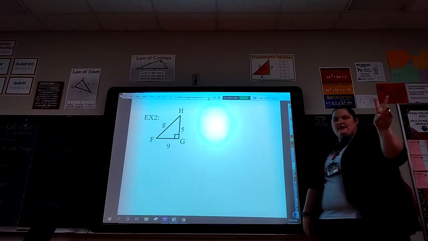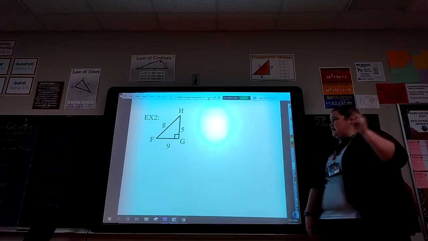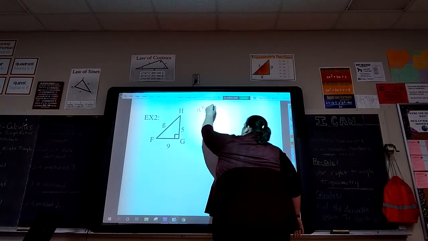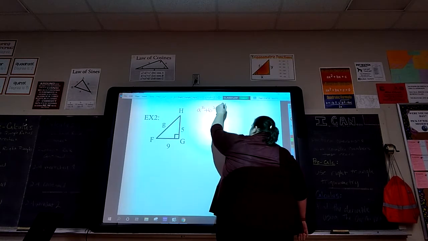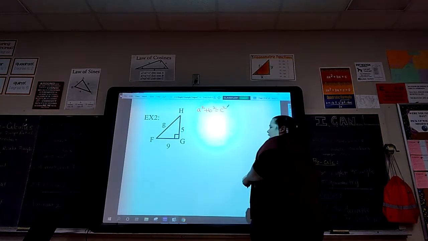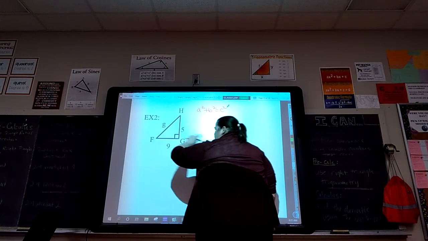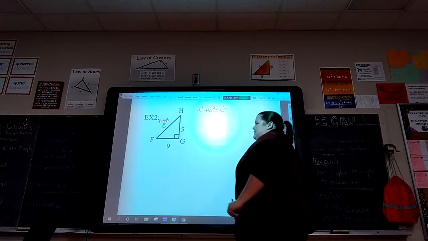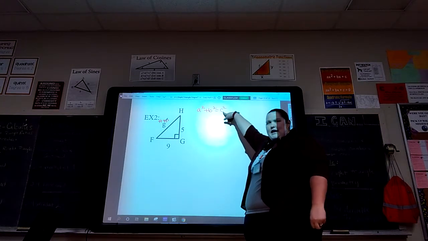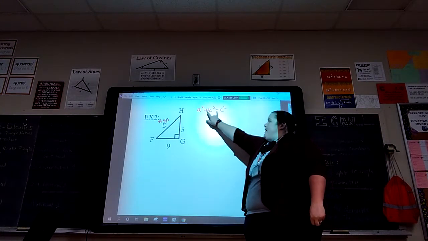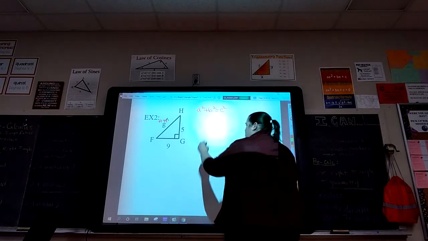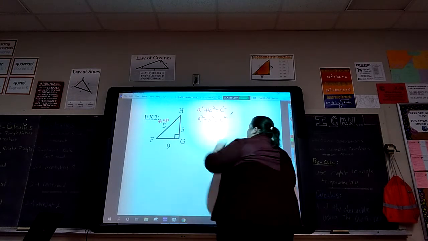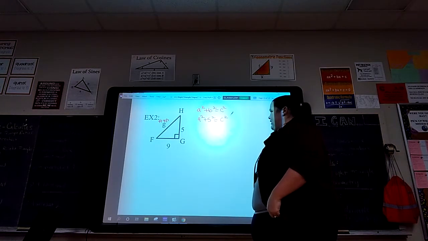If I know two sides of a triangle, how can I find the third side? Pythagorean theorem, yeah. So, to find my first missing piece, which is G, what side is G? Hypotenuse, yep. So, since I know that's the one I'm missing, that needs to be our C value. So my 9 and 5 are going to go in for my A and B. So I have 9 squared plus 5 squared equals C squared.